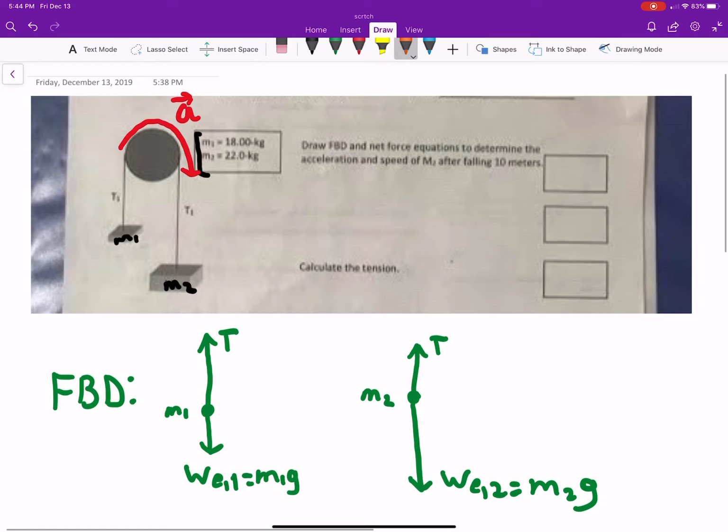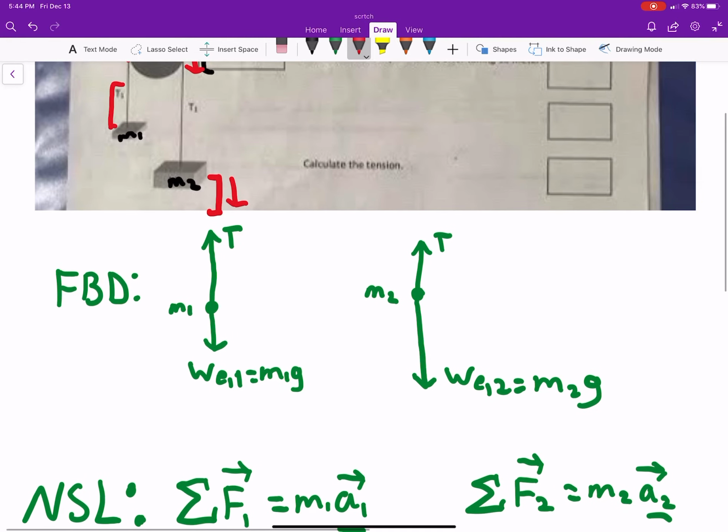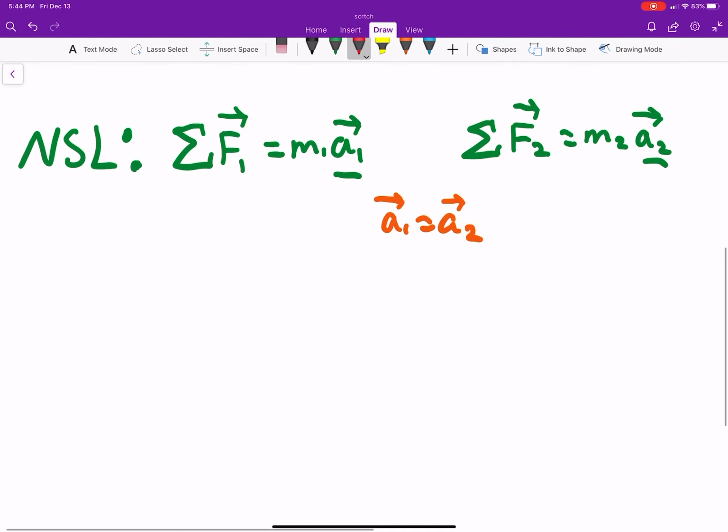Why is that? Well, if this block, let's say, goes down 10 meters, this mass has to go up 10 meters. For this mass to drop 10 meters, it's going to have to be given 10 meters of string. Well, where is it coming from? It must be coming from here. That's the only other place there's string. It wouldn't make any sense if it's just coming out of nowhere. It has to be coming from here. So for mass 2 to be given something, it has to take it from mass 1. Okay? So hopefully that makes sense, and that makes sense on why our accelerations are the same.